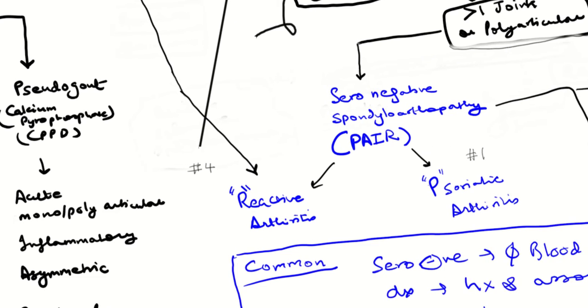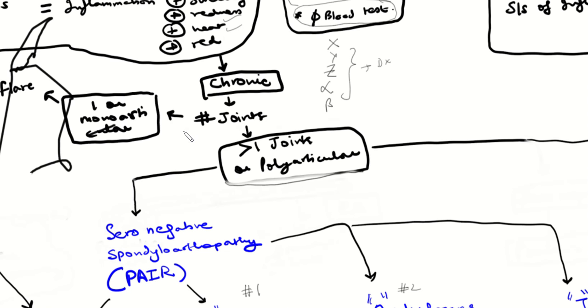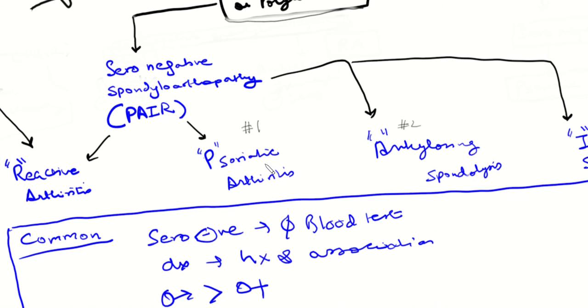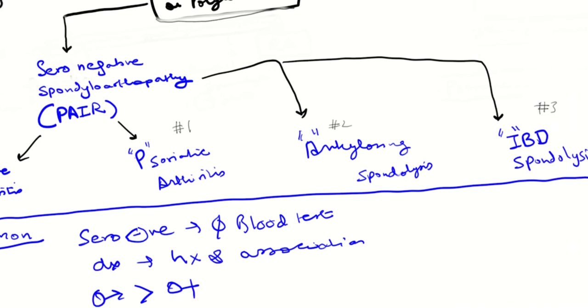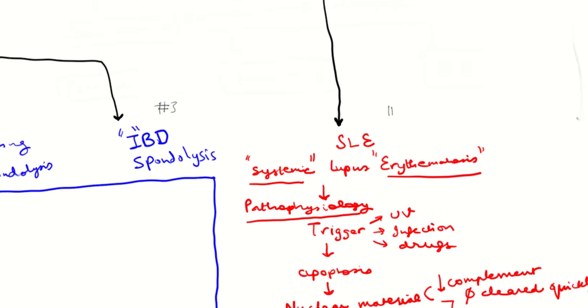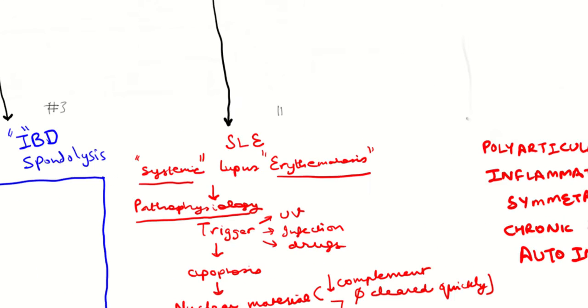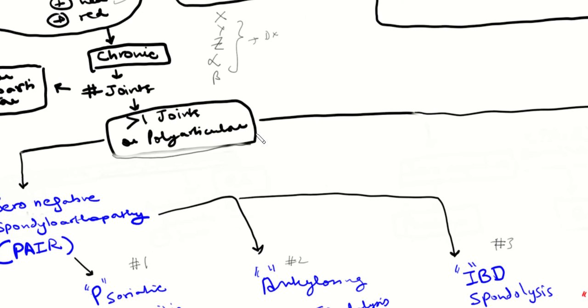Okay? If it's something which is chronic and it's more than one joint, now you're thinking of psoriatic arthritis, ankylosing spondylitis, inflammatory bowel disease spondylitis, lupus, and rheumatoid arthritis. Okay, you guys got it? Now, in real life, again, it becomes more complex.